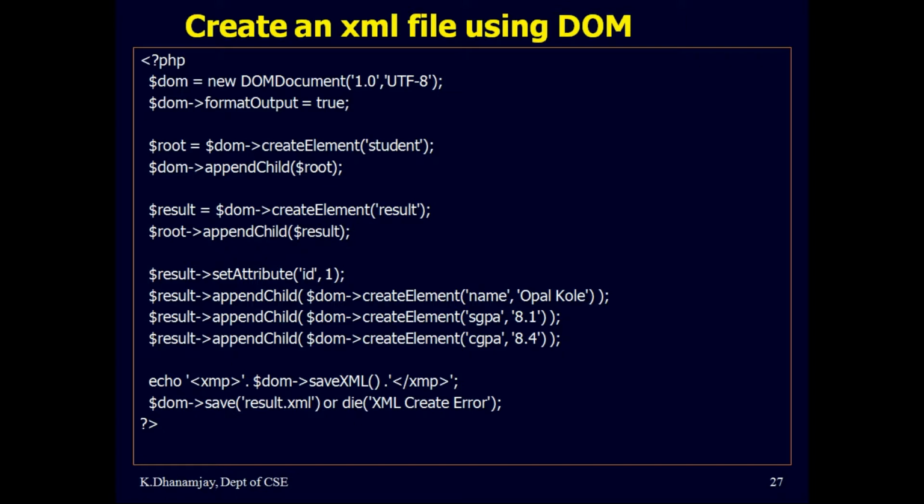Okay, so you have to specify the encoding format and the version here, and then by using the same variable that was created, that is DOM, for format output we have to specify true. If we set false, then it won't give any values and it won't enable the version for this XML. Okay, what is the main concept of this program?